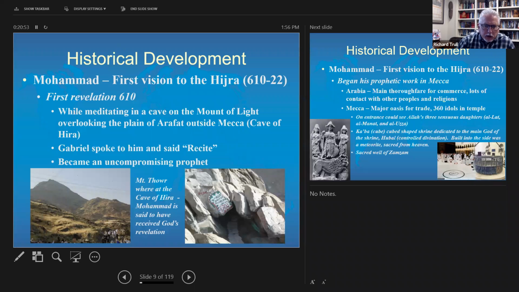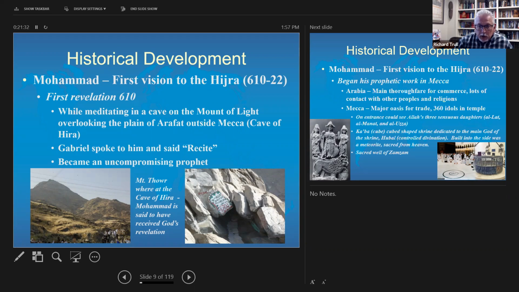You can see the mountain over here on the left-hand side. And then the cave, apparently this is the cave. Traditionally, they say this is where he was when he received his first revelation, called the Cave of Hira. And the mountain overlooks what's called the plain of Arafat. And this is not far outside of Mecca. There, Gabriel spoke to him and just told him to recite. Now, notice, rather than telling him to write something down, he said to recite.